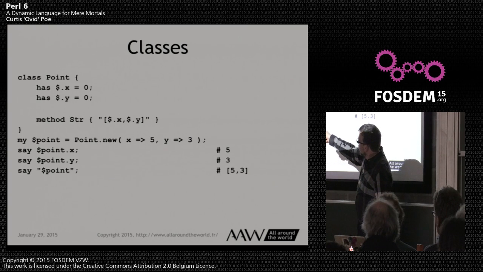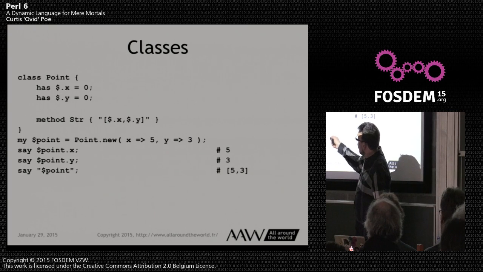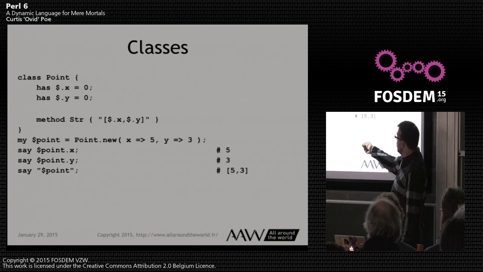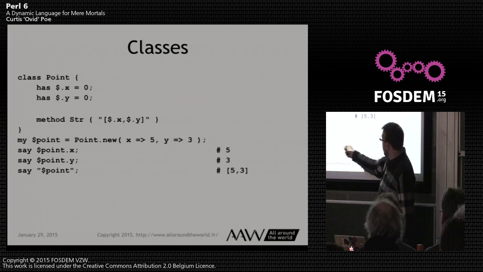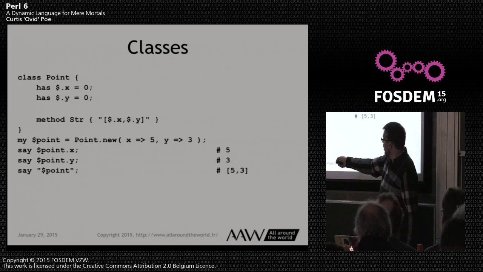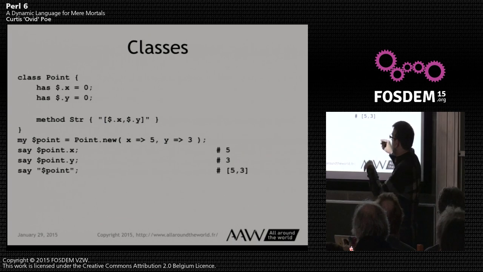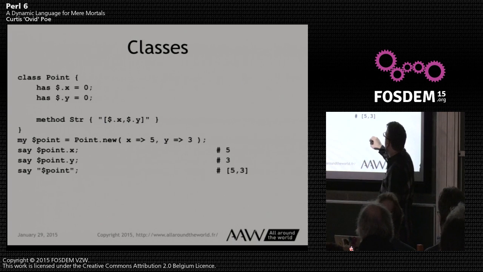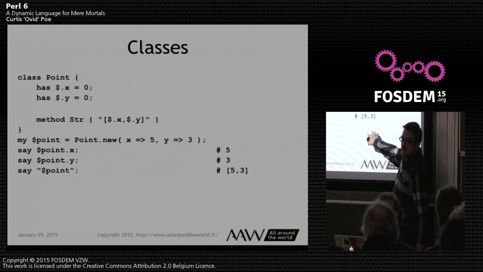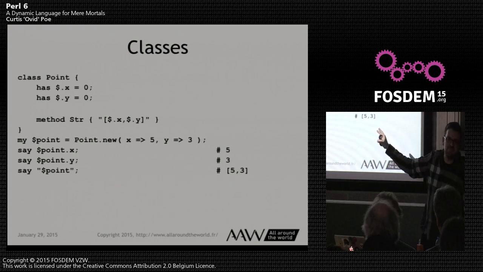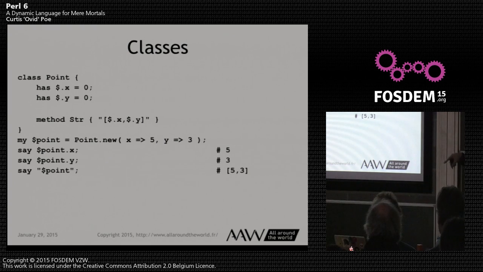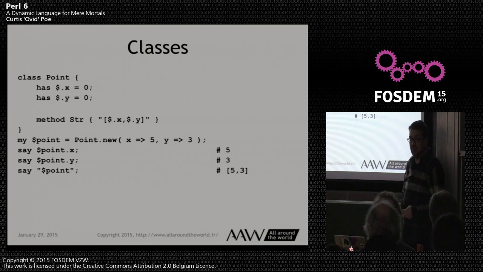Here's string overloading, method Str, and I just return in brackets $.x, $.y. My $point = Point.new(x => 5, y => 3), say $point.x, say $point.y, and say "$point" in quotes for the string overloading, you get 5.3. So that's okay, that extra punctuation mark might look a little bit strange, but it's very Perlish. Doesn't look too difficult, I would think.